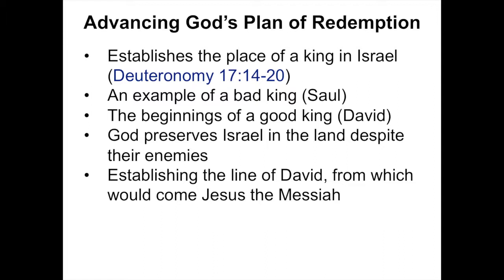And then next, we have this idea of establishing the line of David from which would come Jesus the Messiah. Well, this certainly furthers God's plan of redemption. Essential to God's plan of redemption is to bring forth this Redeemer, this Messiah, the Savior. And here we have the actual family line and the establishing, if you will, of the royal line from which David would come. And this adds a whole royal aspect to the genealogy of Jesus that we need to pay attention to.